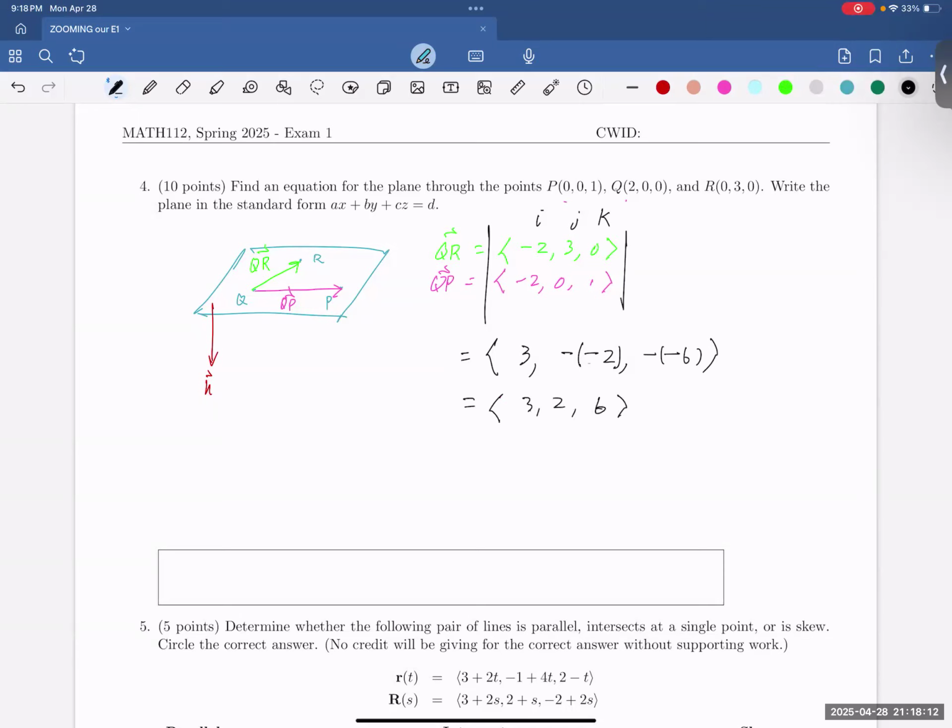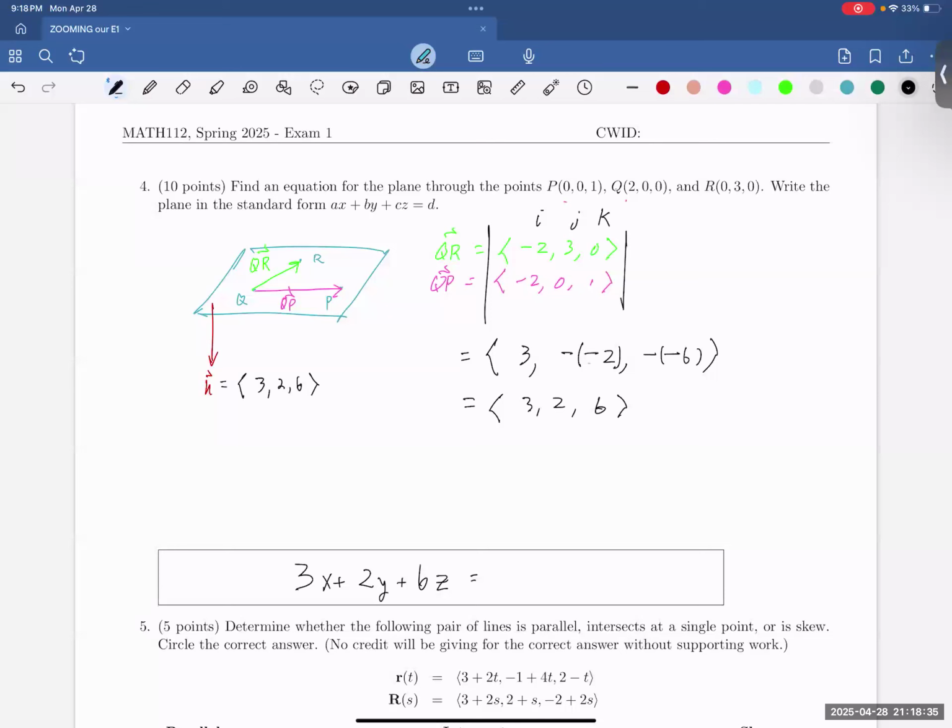All right, so that's our normal vector. Any scalar multiple of that normal vector would do. So 3, 2, 6. Then your equation will be 3x plus 2y plus 6z, and the right side is the dot product between that normal and any point from the plane.